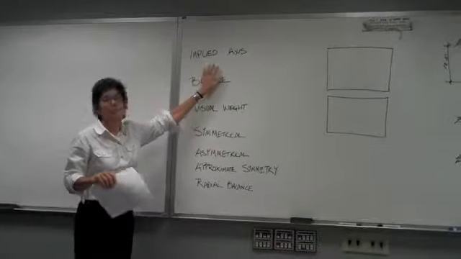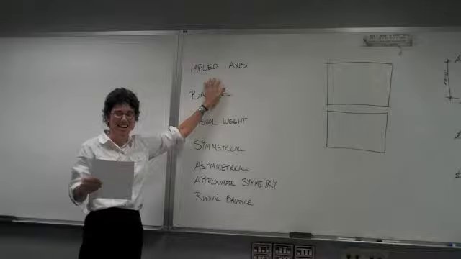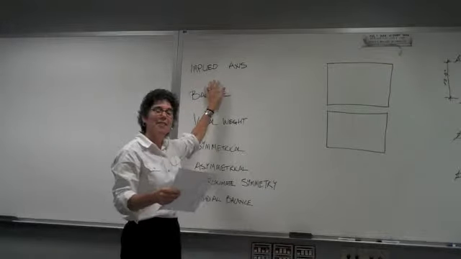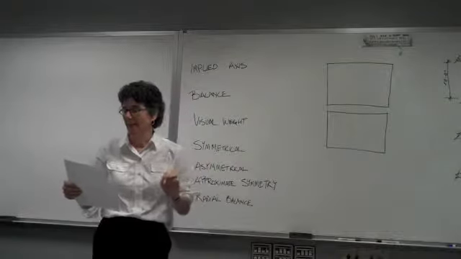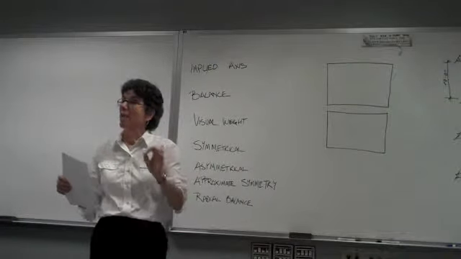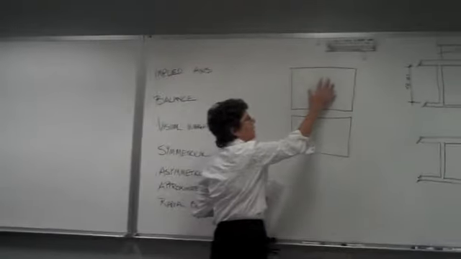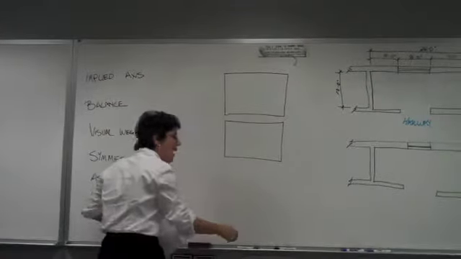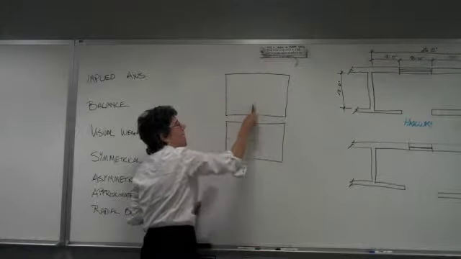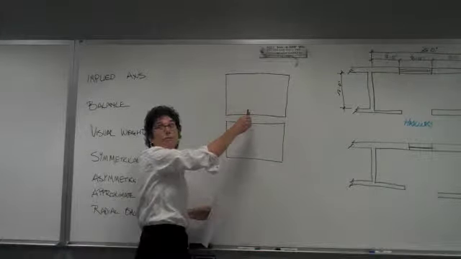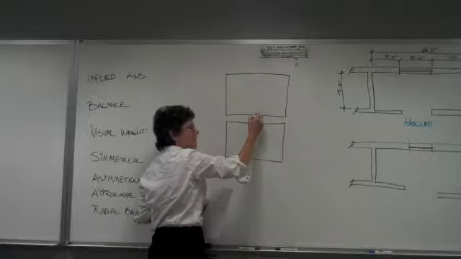The first one is implied axis. Implied axis. This definition is the center of a space. It's not shown, and yet we see it. So let's take a look at this box right here. What this is saying is that we will naturally divide this space in half. We will put what's called an implied axis in there.